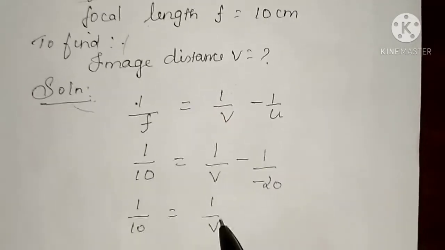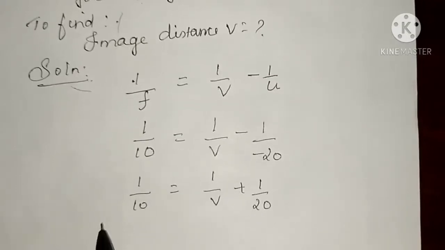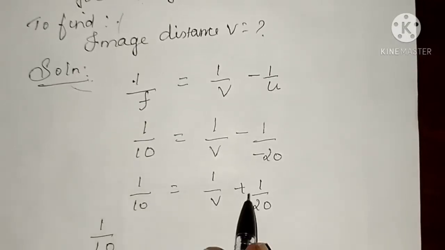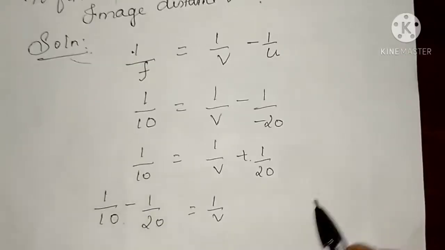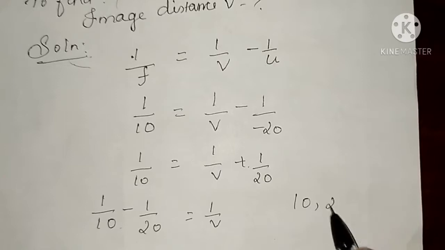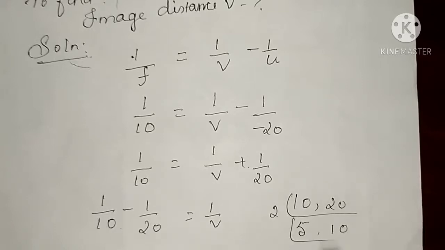So 1 by 10 equal to 1 by v, this minus into minus is plus, so plus 1 by 20. Now this plus 1 by 20, if you are taking it to this side, it will become minus. Okay, so next line: 1 by 10 minus 1 by 20 equal to 1 by v. Now I want to take the LCM for this 10 and 20. You all know that, isn't it? 10, 20: 5 2s are 10, 1 2 is 2, then 5, 1 5 is 5. So multiplying, 5 2s are 10 into 2, 20. So here the LCM is 20.